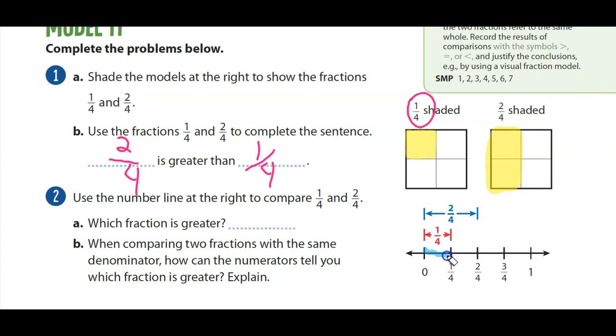1/4 on the number line is just here. Okay? But 2/4 is from 0 all the way across, almost halfway. So just look at the 2 lines that I just made. Which line is longer? 1/4 or 2/4? 2/4 is.